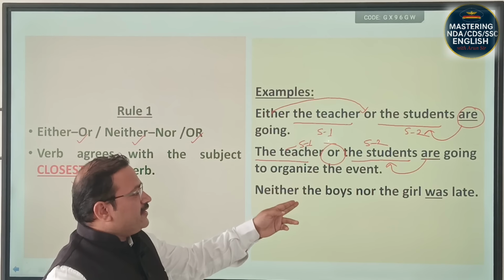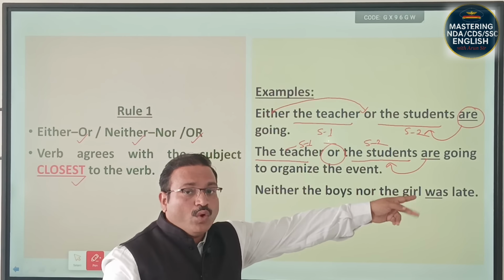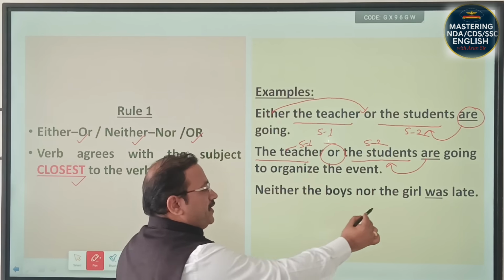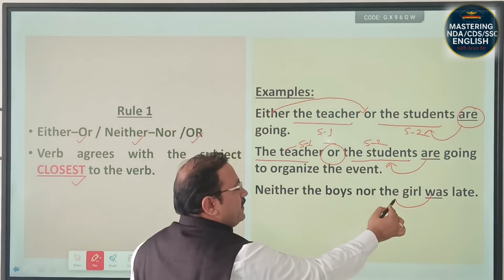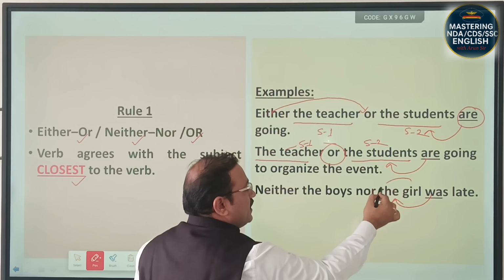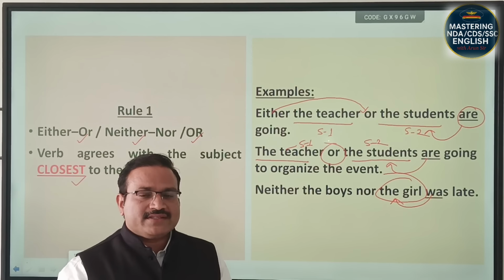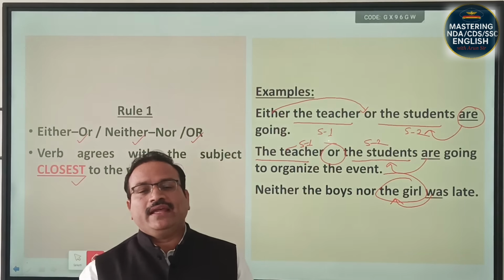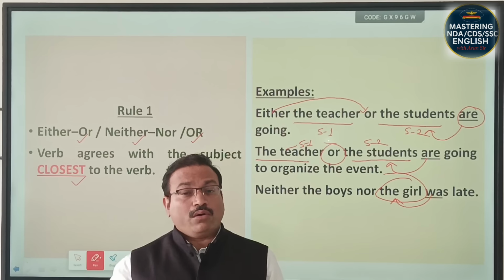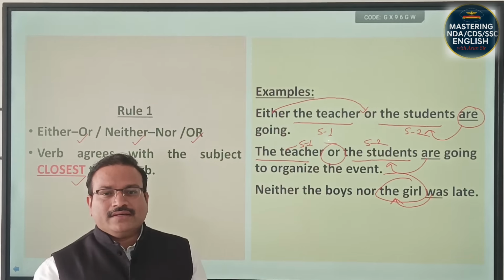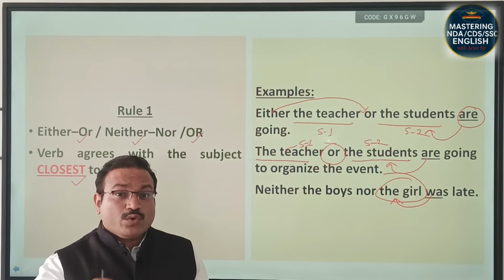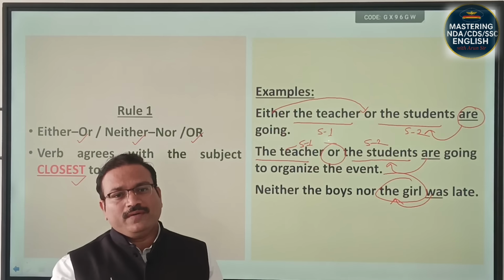Similarly, neither the boys nor the girl was late. Why was late? Because was will agree with the second subject, which is the girl, and the girl is singular. Rule number 1 is when two subjects are joined by either or, neither nor, or and or, then the verb will agree with the closest subject, the subject nearest to the verb.